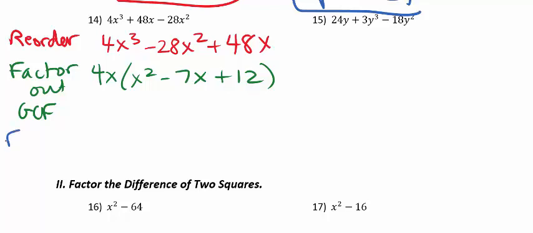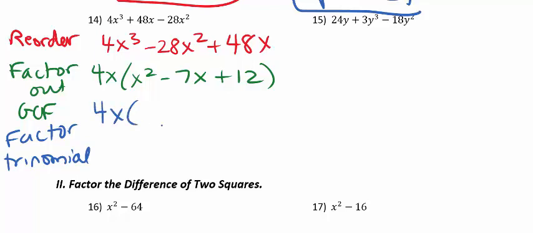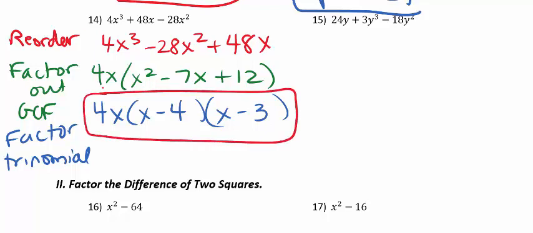Next, we want to factor the trinomial that's in the parentheses. And to do that, we think back to what we've been doing earlier. We keep the 4x outside. We have two sets of parentheses. We know x times x gives us x squared, and we're looking for two numbers that multiply together to be 12 and add together to be negative 7. And those numbers are negative 4 and negative 3. So now we have factored this trinomial completely.